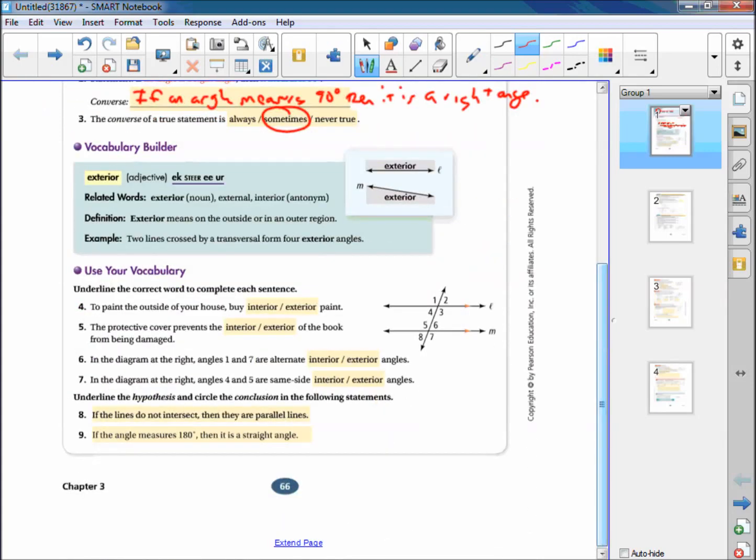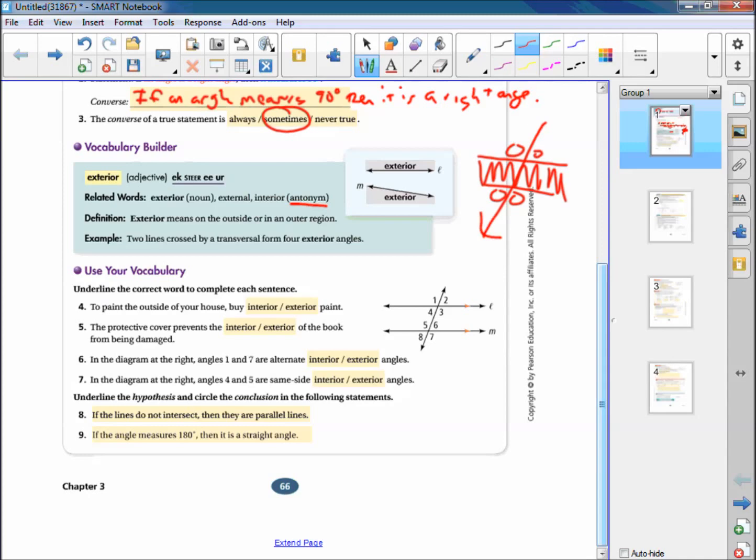Vocabulary builder: exterior. Related words are exterior and external, and then the opposite, which is interior. An antonym is its opposite. Definition: exterior means on the outside or in the outer region. The exterior of lines L and M is on the outside and the interior is between the two lines, and then of course we have on the lines themselves. Two lines crossed by a transversal form four exterior angles. So here are two lines. We cross them by a transversal, and we get 1, 2, 3, 4 exterior angles. That's because the interior is in here.